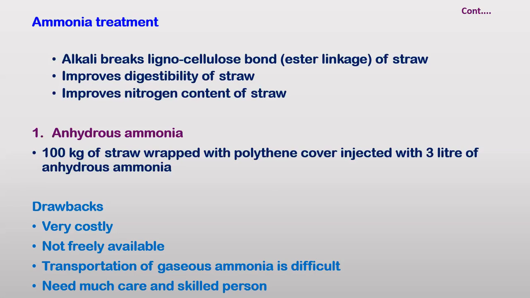But the drawback of anhydrous ammonia application for the treatment of straw is that it is very costly and not freely available in the market. Transportation of gaseous ammonia is very difficult, and it needs much care, and a skilled person will be required for the treatment of the straw while using anhydrous ammonia. So these are the drawbacks, and these methods are therefore not in practice.